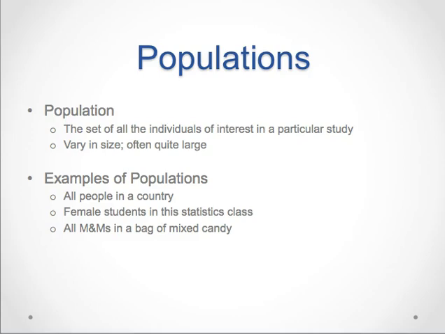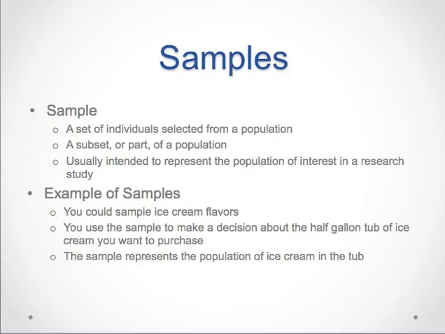Great. To measure an infinitely large population would take too long and cost too much money. We usually do not have the time nor the resources to study an entire population. So instead, we select a sample from the population. A sample is a small subset of individuals selected from a population. A sample is intended to represent the population of interest.